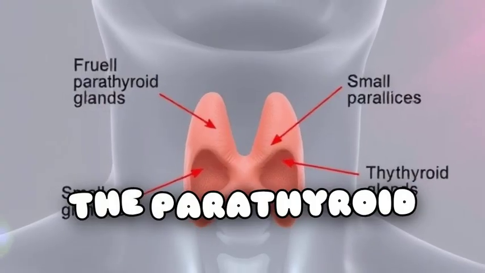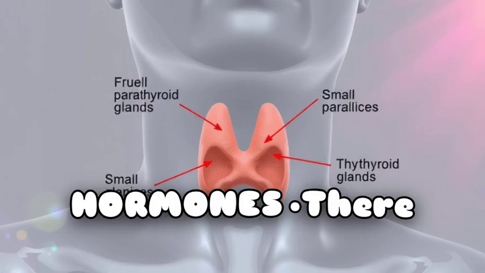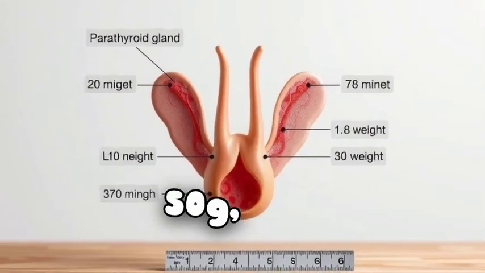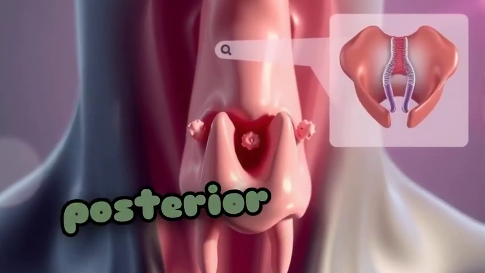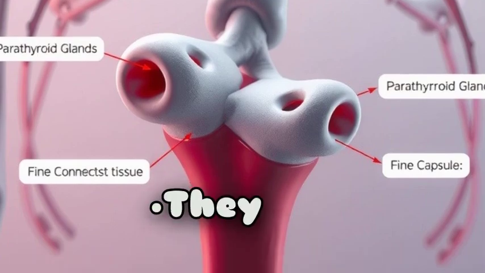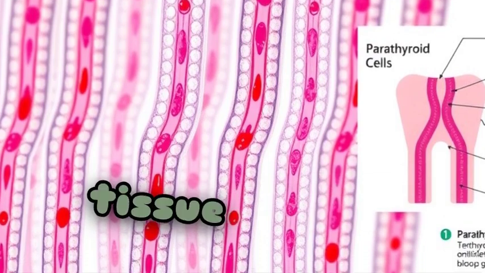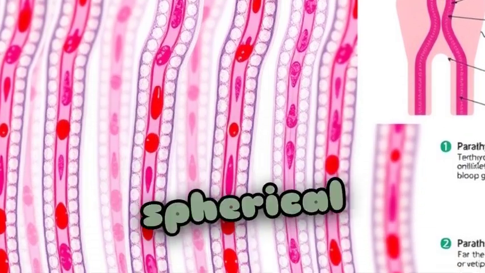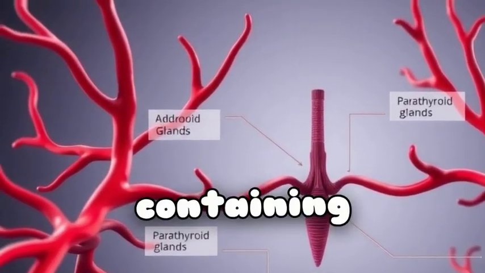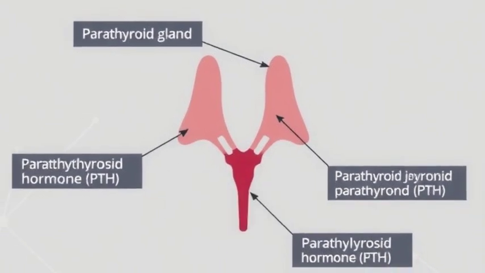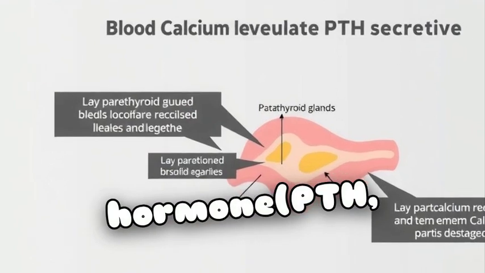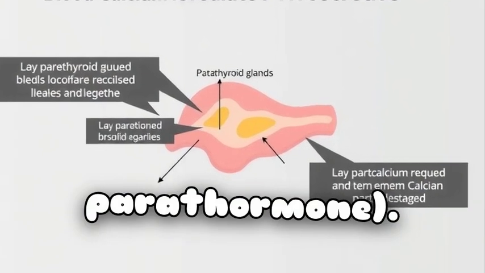The parathyroid hormones. There are 4 small parathyroid glands, each weighing around 50 grams, 2 embedded in the posterior surface of each lobe of the thyroid gland. They are surrounded by fine connective tissue capsules that contain spherical cells arranged in columns with sinusoids containing blood in between them. These glands secrete parathyroid hormone, PTH, parathormone.